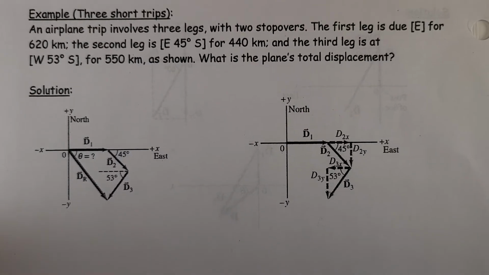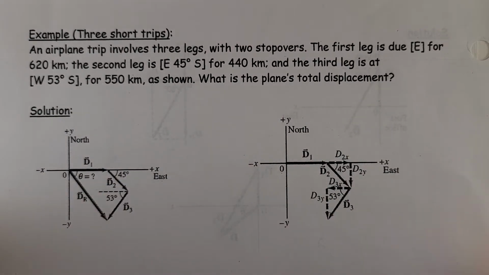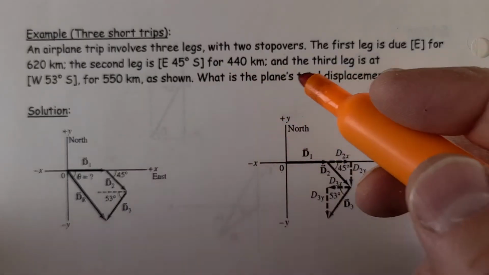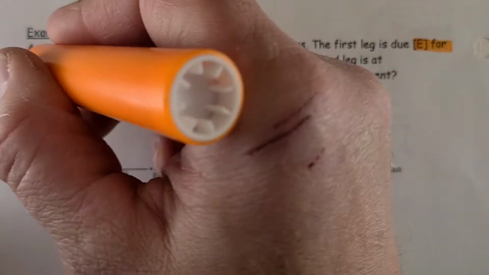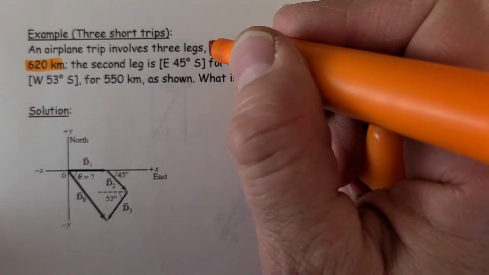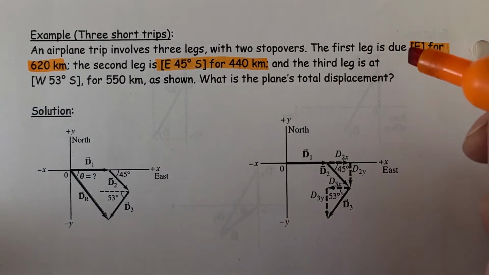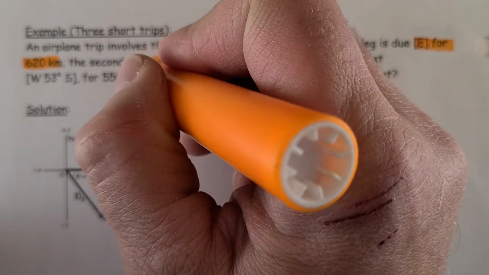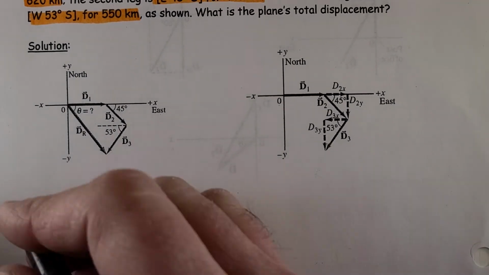Welcome back, Physics 30. So hopefully you had a chance to start this last one in which there's three vectors. An airplane trip involves three legs with two stopovers. The first leg is south for 620 kilometers. The second leg is going 440 kilometers east 45 degrees south. And the third one is going 550 in that direction there. So we have three different directions, so I'm going to try to fit them all here.